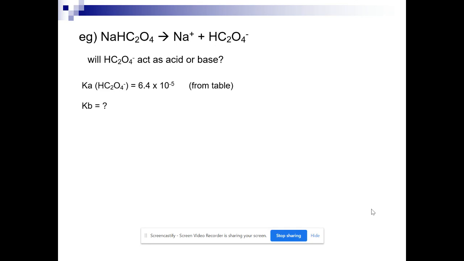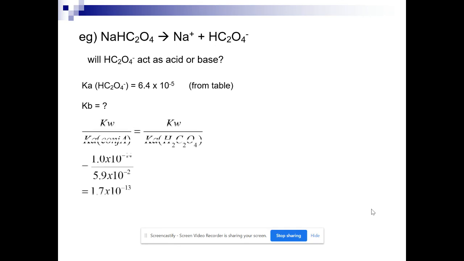Now we've got to look at the Kb. Kb is a little bit different. So we want to find it on the right. We're looking for our HC2O4 minus on the right side, and that's going to be down at 5.9 times 10 to the negative 2. All right, so you see it there. It's the oxalic acid, the conjugate of that one. So see it on the other side, 5.9 times 10 to the negative 2.